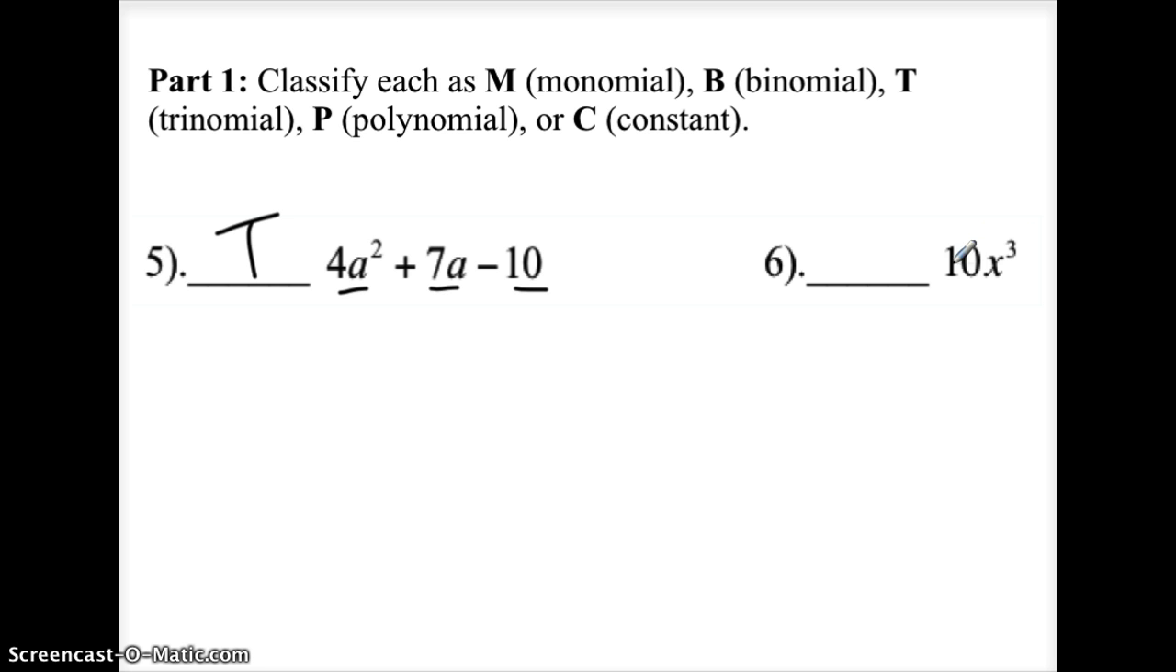Now here, I've got a number 10, but I have a letter attached. I have an x cubed. So this is considered one term. There's no plus or minus dividing it up into different terms. So we call this a monomial because it's one single term.